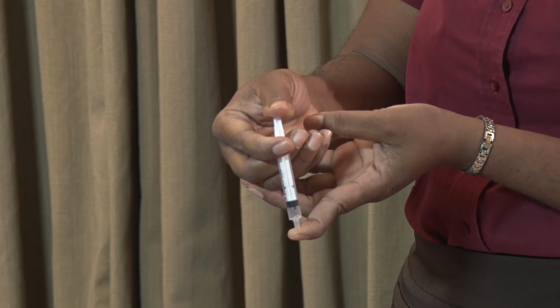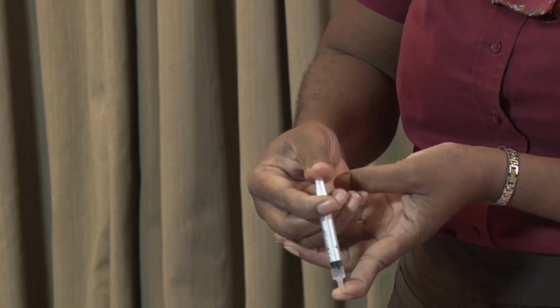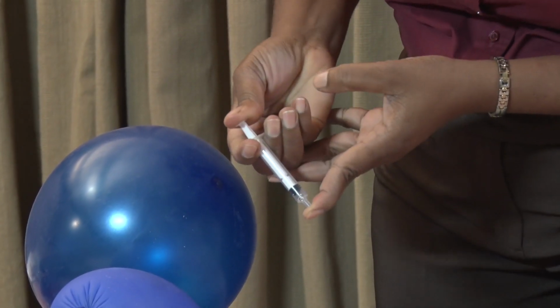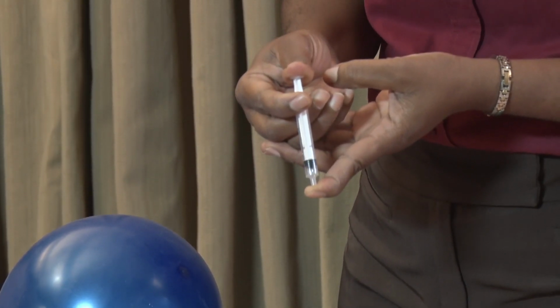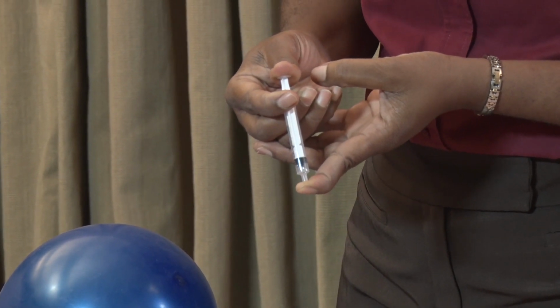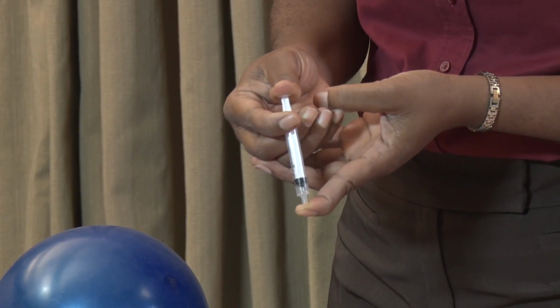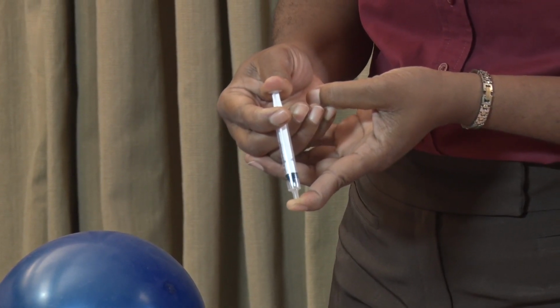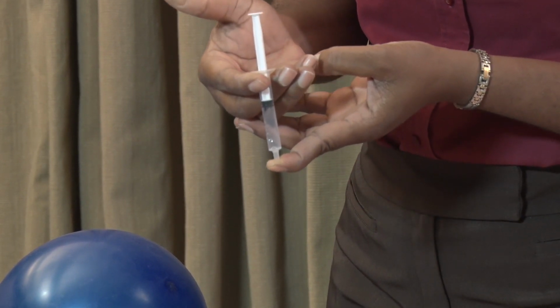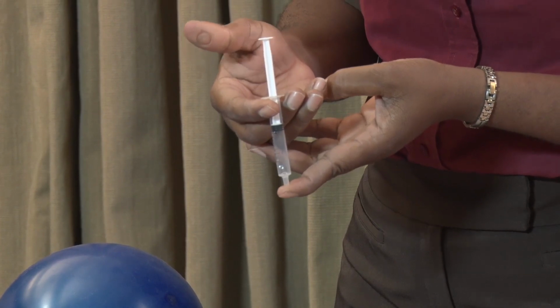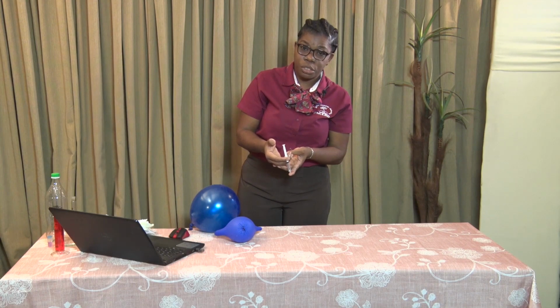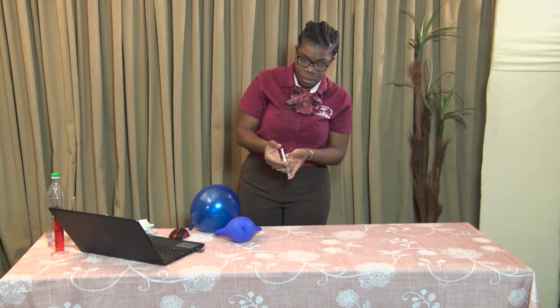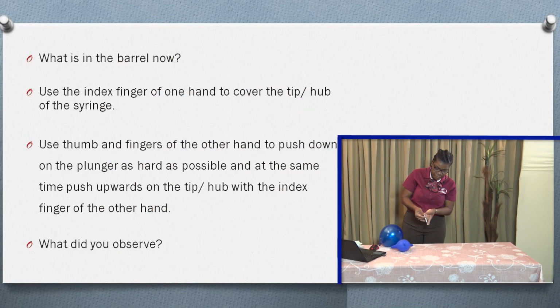What do you notice? The plunger going down to about 0.5 ml. So the gas in this syringe would have been compressed from 3 ml to 0.5 ml. What do you notice now? The plunger was pushed right back up. So I'm going to compress the air again. And I'm going to release. And you notice the plunger was pushed right up again.